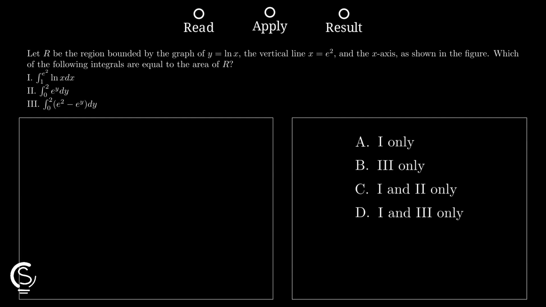First, we look at the graph and integrate with respect to x. Since the region starts at x equals 1 and ends at e squared, integral 1 is definitely correct here.